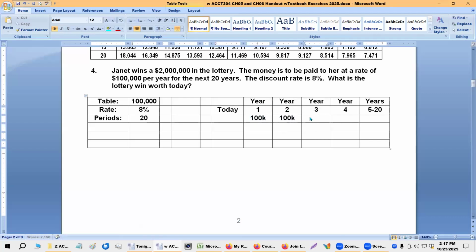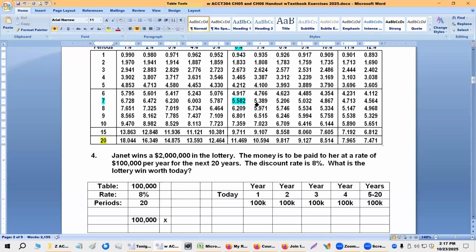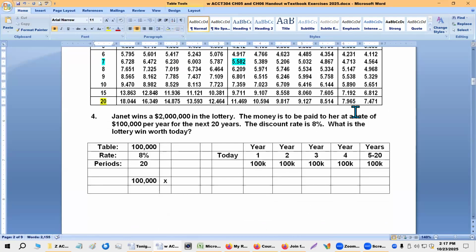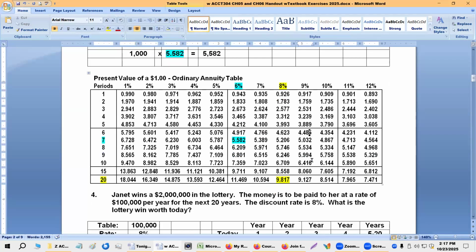So Janet's going to get $100,000 for the next 20 years. Okay, so I'm going to do 100,000 times, let's see, 20 periods. What was the rate? 8. 9.817.